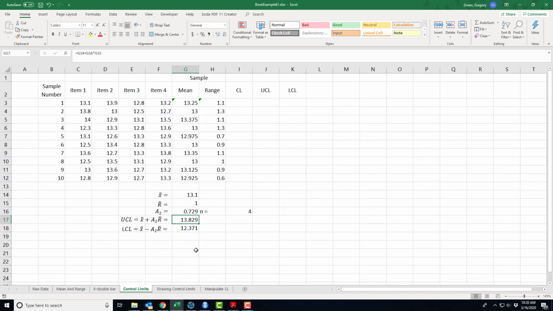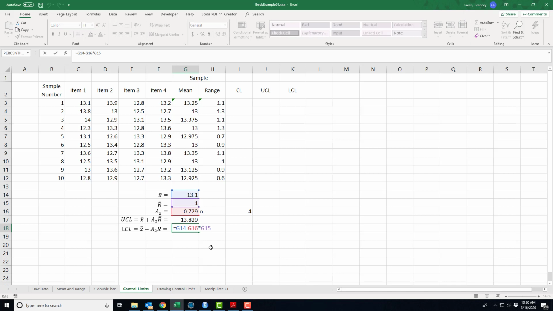For this upper control limit, notice all I have is my X double bar, the mean of the ranges, and this value of A2. Now, I don't know if you recognize this calculation, but it looks an awful lot like a confidence interval from your days in stats. So I have the mean, and this is essentially 3 standard deviations up from the mean, and this is essentially 3 standard deviations below the mean. All right, so my upper control limit is 13.829.